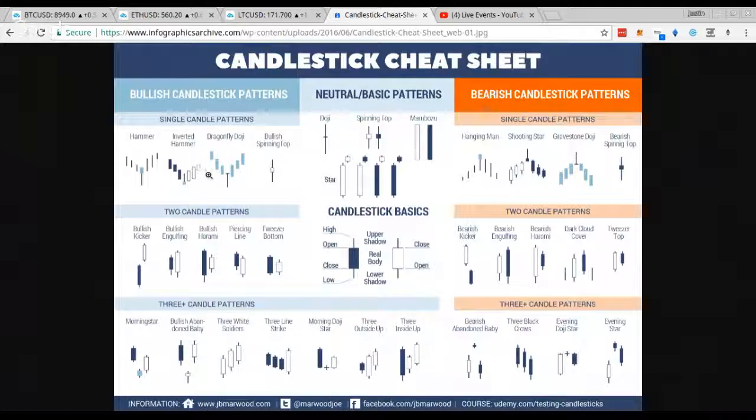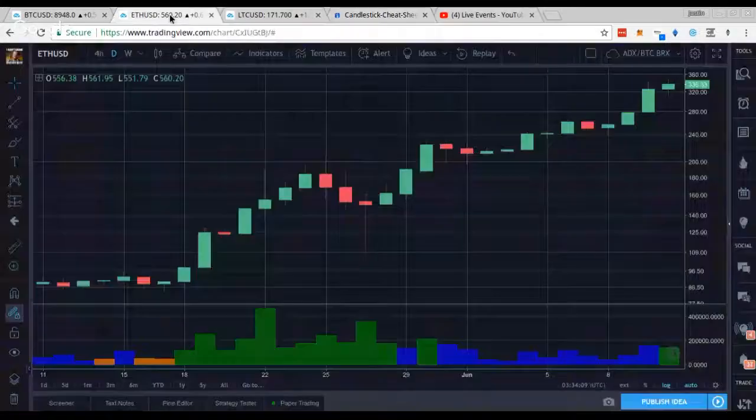So, all right, man, let's check this out. So we're looking here at hammers and inverted hammers, and these are going to be your bullish reversal patterns that I typically look at.